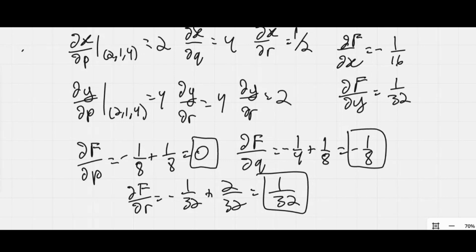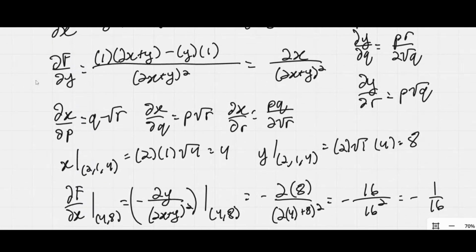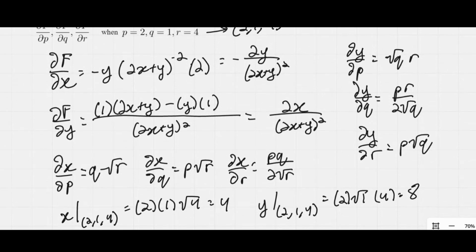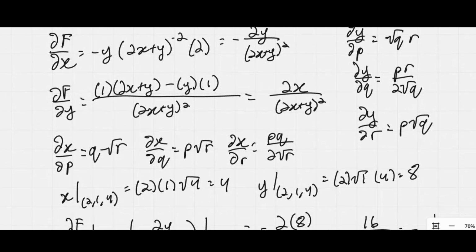But realistically, we found our setup. We had our setup for what we needed to do. All we had to do was find del f over del x first. Let me bring this problem up. So all we had to do was find our expression for del f del x, del f del y, the partial of x with respect to p, q, and r, and then the same for y.